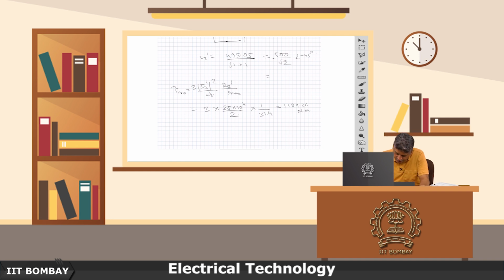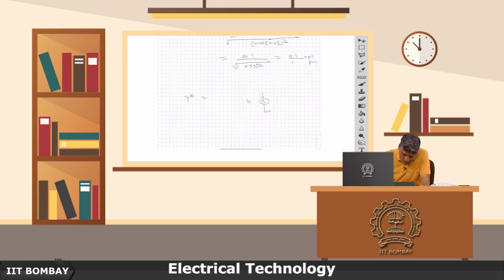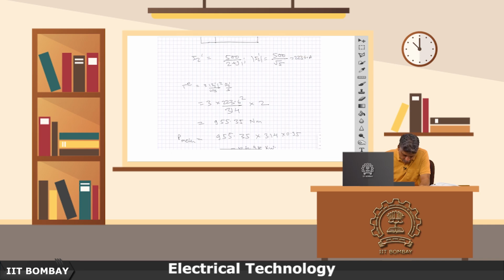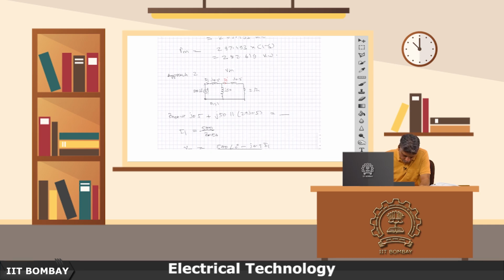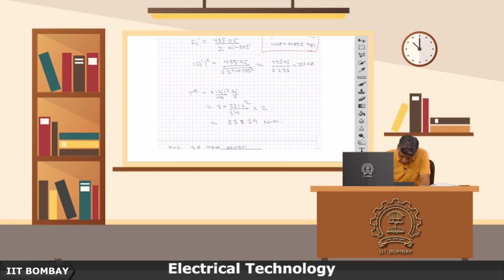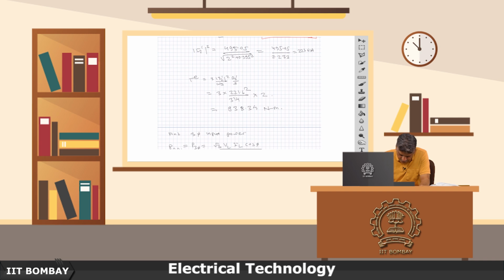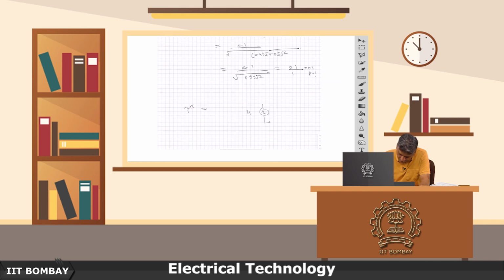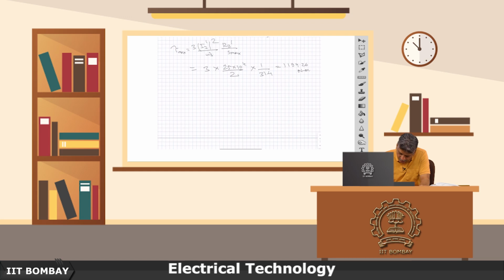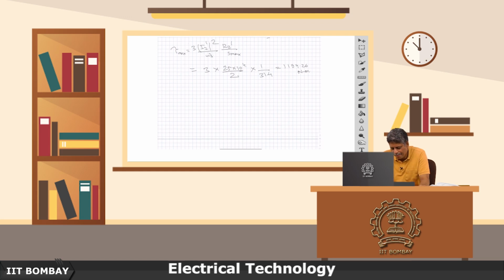So, it is a bit more than our full load torque. The full load torque we had calculated as 938 Newton meter, and the maximum torque is 1100 or approximately 1200 Newton meters. So, that is wonderful.